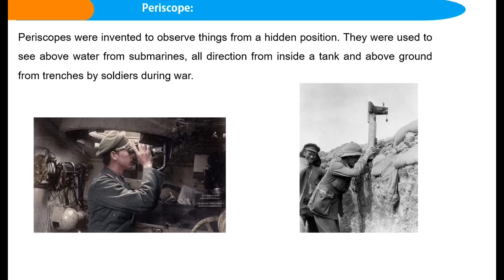Now, moving on to the next topic, that is periscope. What is a periscope? Periscopes are devices which were invented to observe things from a hidden position. They were used to see above water from submarines, to see in all directions from inside a tank, and to see above ground from trenches by soldiers during wars.